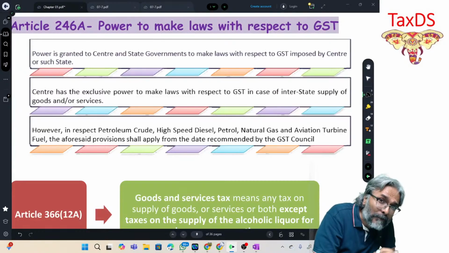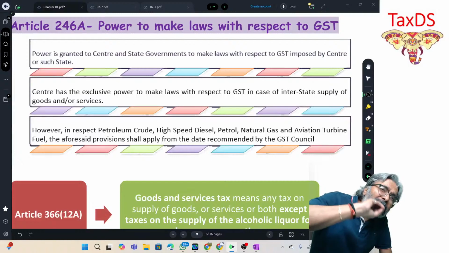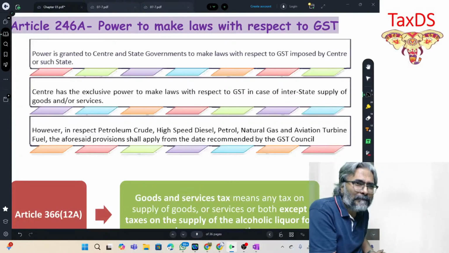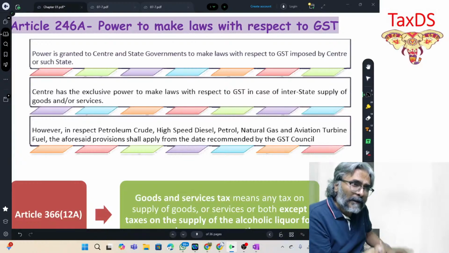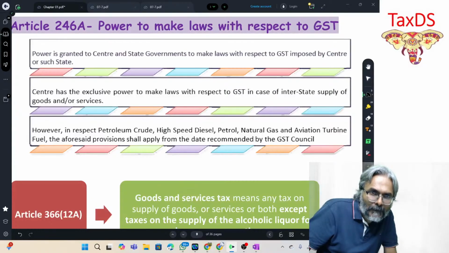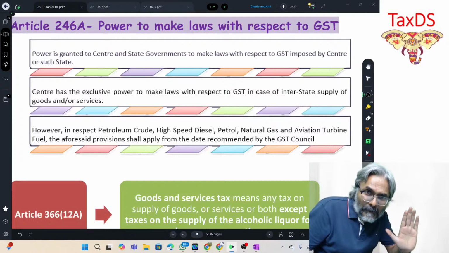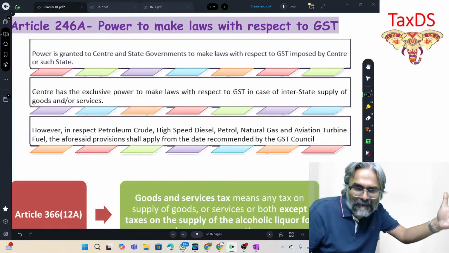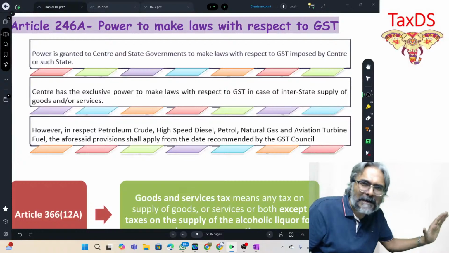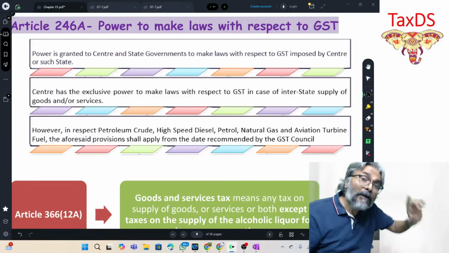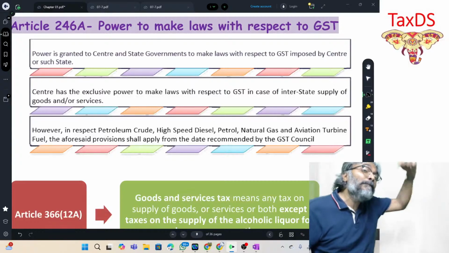On these 5 petroleum products, will there be no GST at all, just like alcoholic liquor for human consumption? Or is the charge of GST postponed? Again, I'm repeating the question. On these 5 items which they have specified, will there be no GST at all, just like alcoholic liquor for human consumption, or is the levy postponed?